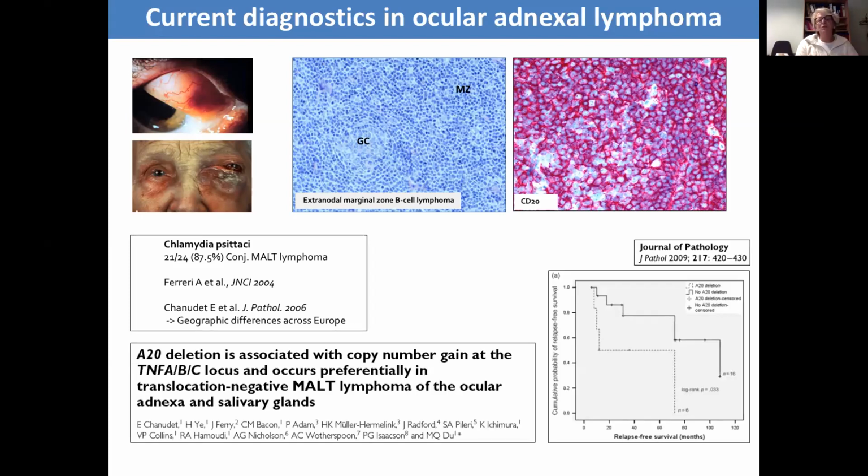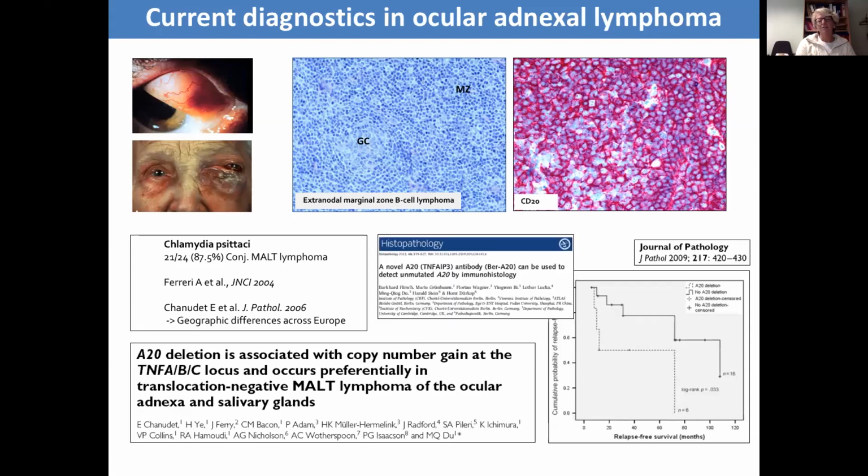There are a number of different genetic alterations associated with the MALT lymphomas of the ocular adnexa. This includes various translocations, but recently it was also described by the Cambridge group that there was an A20 deletion, and this indeed was associated with a poorer prognosis. A20 deletions can be determined using molecular techniques, but it was also demonstrated you can use an antibody on a regular basis if you don't have access to these molecular platforms.